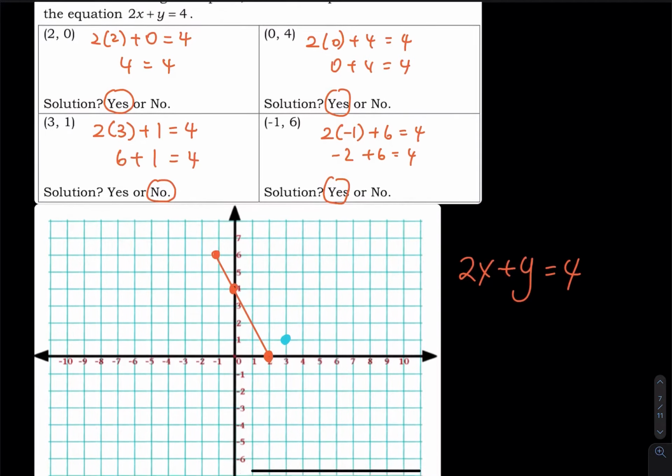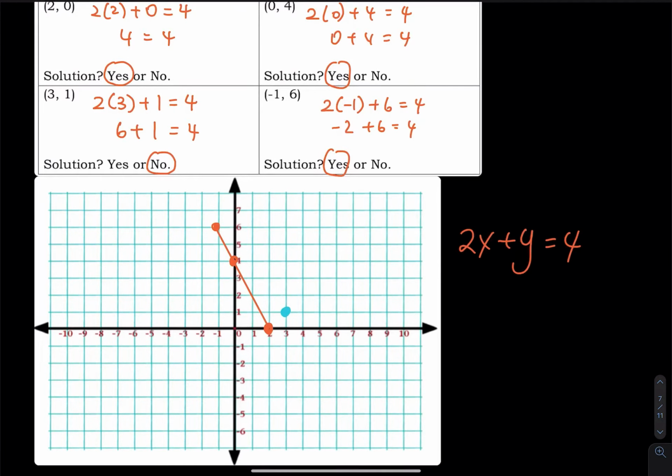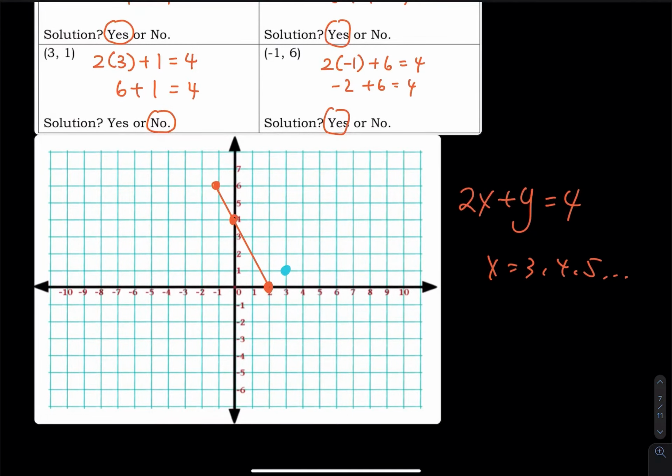And then since you can keep picking x, right? You can pick x equals 3, 4, 5, so on and so forth. That means you have to extend this straight line all the way down, and then finish that with an arrow, and then extend the line all the way up, and then finish that with an arrow.